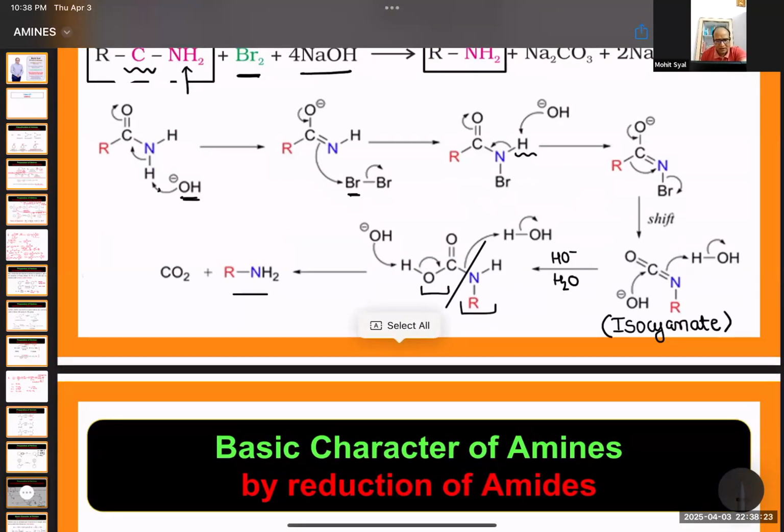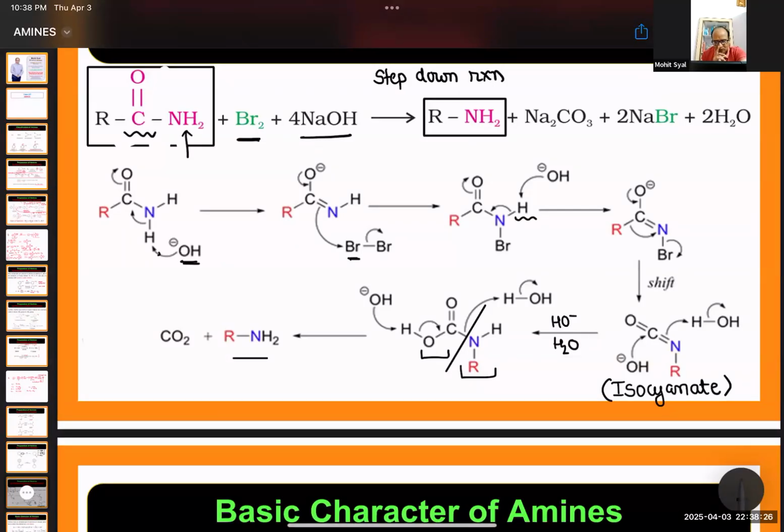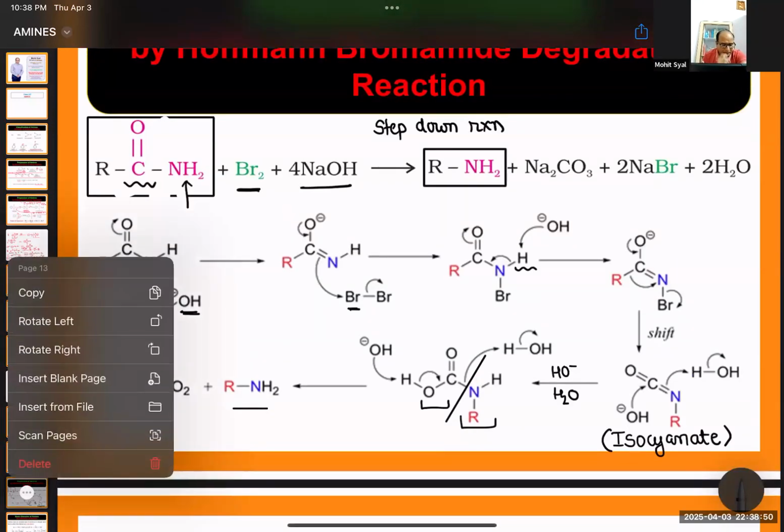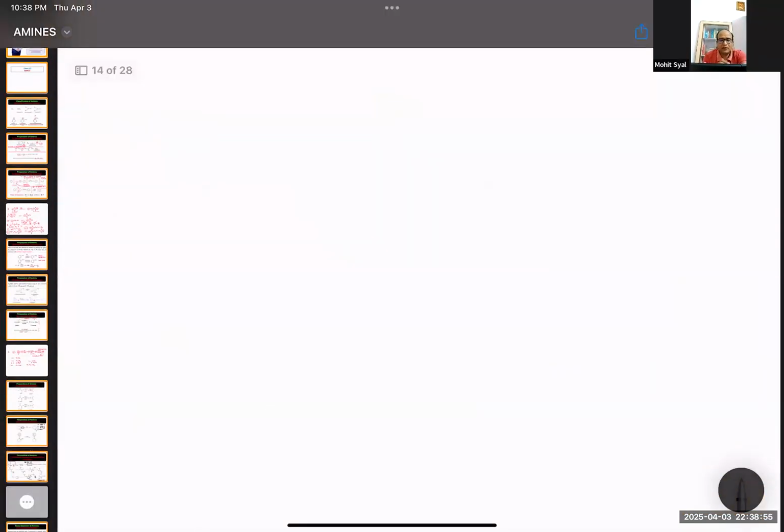So this is the complete detailed mechanism, and you have a rearrangement of the alkyl group which leads to the formation of isocyanate, then the hydrolysis, and then the removal of CO2 to get an amine. All this is a detailed process, but you need to write the reaction, it is very easy. So let's do some questions, and with that it will be more clear.